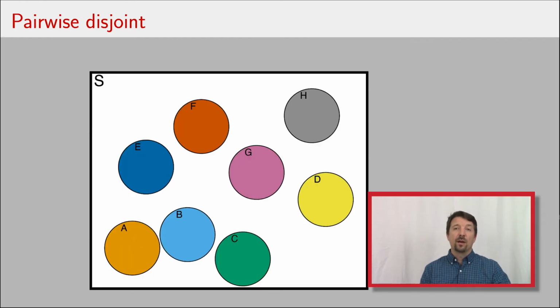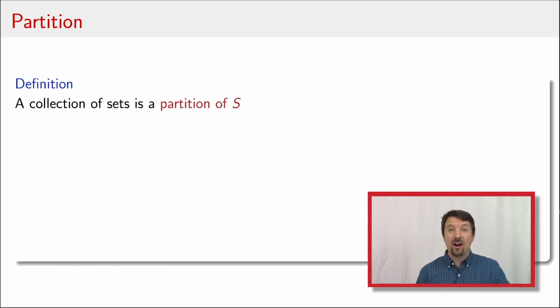As a Venn diagram, we can see pairwise disjoint as this visual depiction here, which includes 8 sets. And the key is that none of our sets have any area that overlaps. And because they have no area that overlaps, the intersection between any pair will be the empty set. Now, we've gotten to the point where we can define a partition. So a collection of sets is a partition of S.